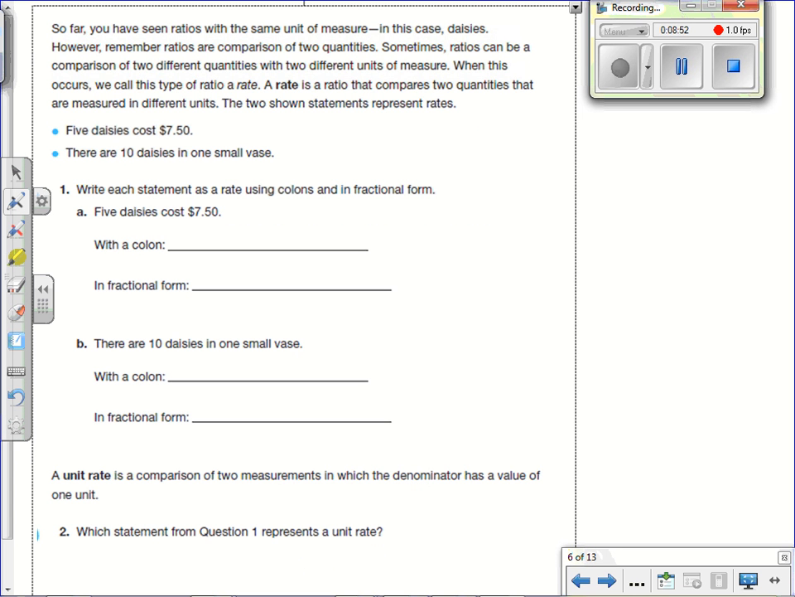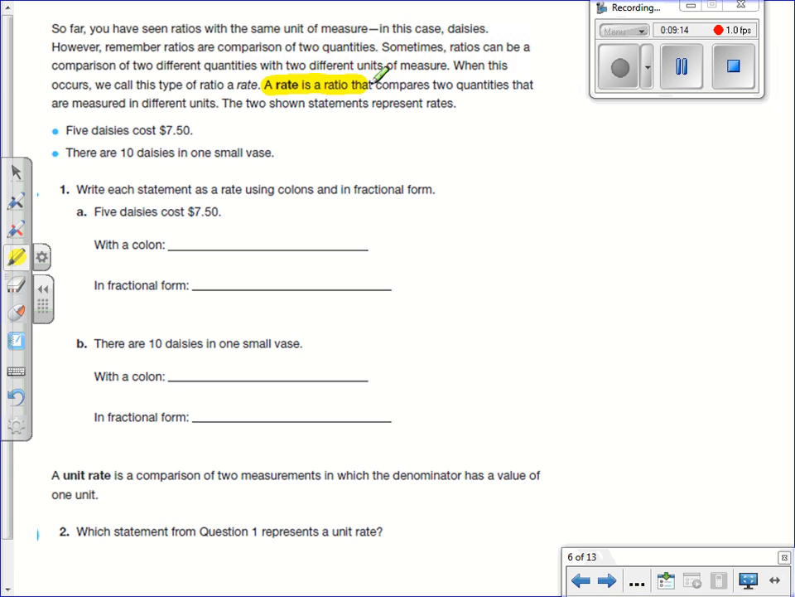So far we've seen ratios with the same unit of measure. In this case, we've talked about just daisies. However, remember, ratios are a comparison of 2 quantities. Sometimes ratios can be a comparison of 2 different quantities with 2 different units of measure. When this occurs, we call this type of ratio a rate. A rate is a ratio that compares 2 quantities that are measured in different units. The 2 shown statements represent rates.